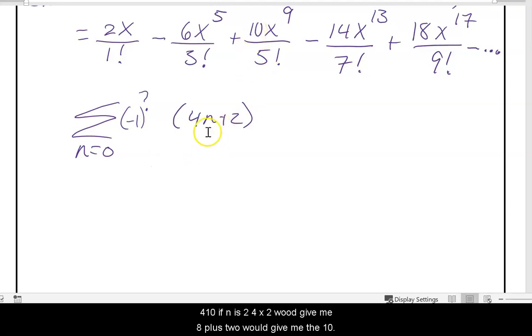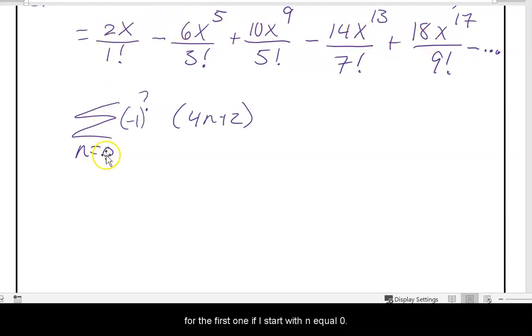For 10, if n is 2, 4 times 2 would give me 8, plus 2 would give me the 10. This seems to generate the numerator powers. Will it work for the first one if I start with n equals 0? 4 times 0 is 0, and 0 plus 2 is 2. It looks like 4n plus 2 is the correct coefficient to generate what we have here.